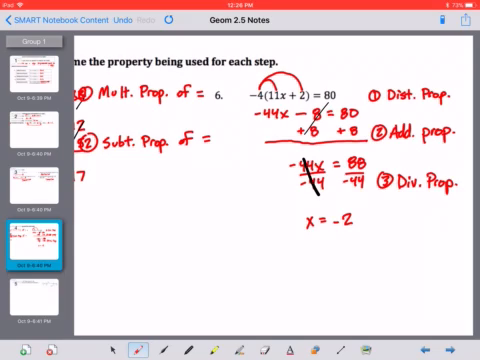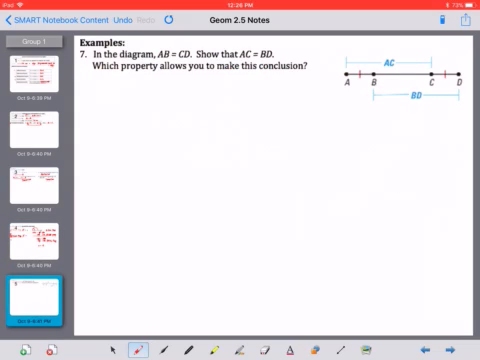All right, let's go ahead to that very last example. In the diagram, AB equals CD. And if you notice, they have those tick marks on there to show that. Then we're going to show that AC is equal to BD. Which property allows you to make this conclusion? Well, do you notice that AC is the combination of this segment AB and segment BC? And likewise, segment BD is the combination of BC and CD.